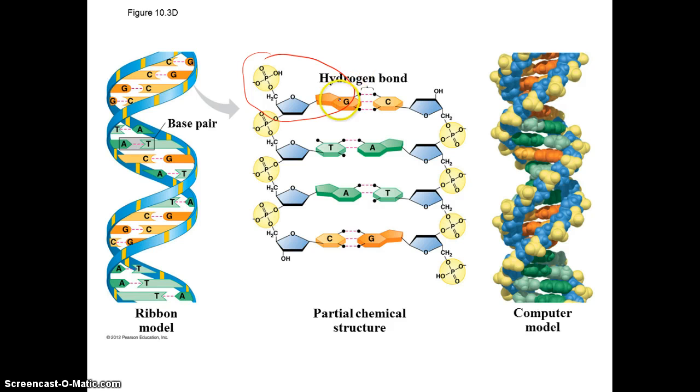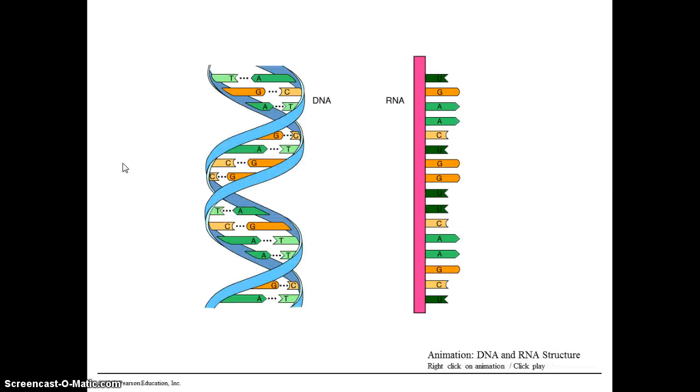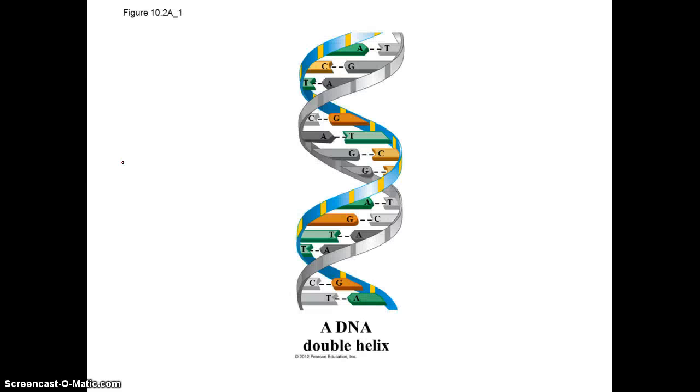And then here, what we call the rungs of the ladder is our bases. And notice the G always pairs up with the C, and the T always pairs up with the A. And they're bonded together by hydrogen bonds. So we always refer to DNA as a double helix, because it's double-stranded. Now RNA, on the other hand, is a single helix.